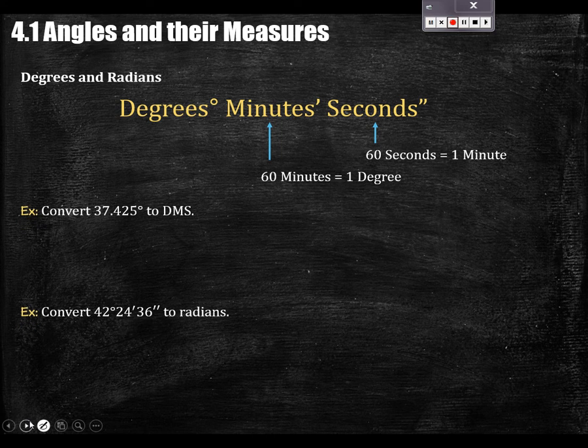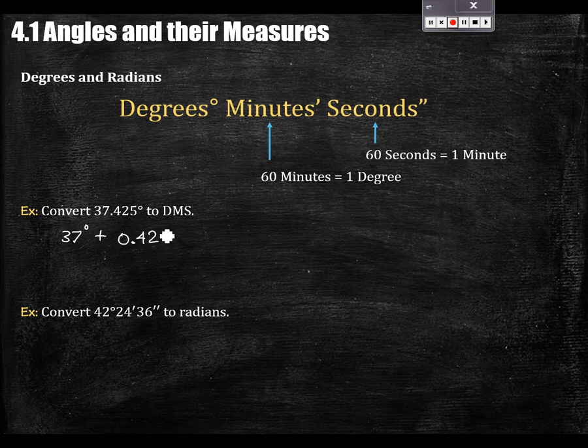Okay, so let's do a sample conversion. It's just like if someone said 37.425 hours. Convert that to what you normally think of as hours, minutes, and seconds. Well, so it's clearly 37 whole degrees plus part of 1 degree, right?